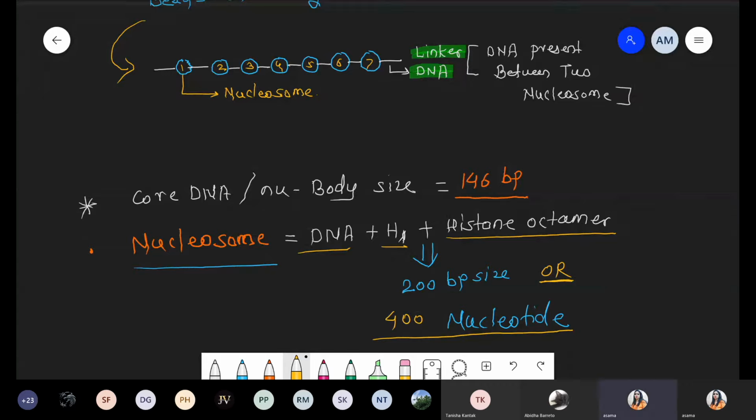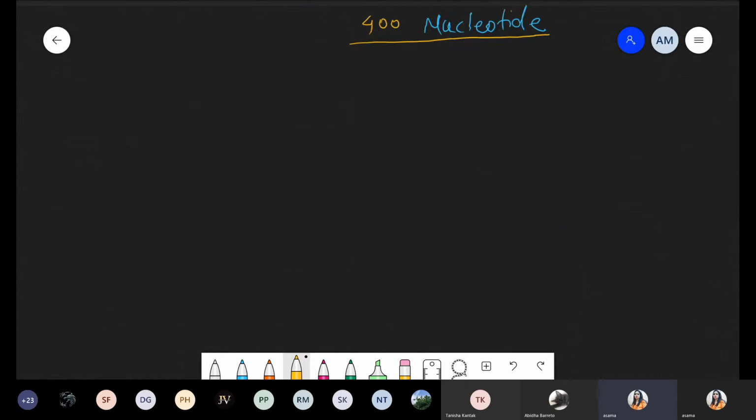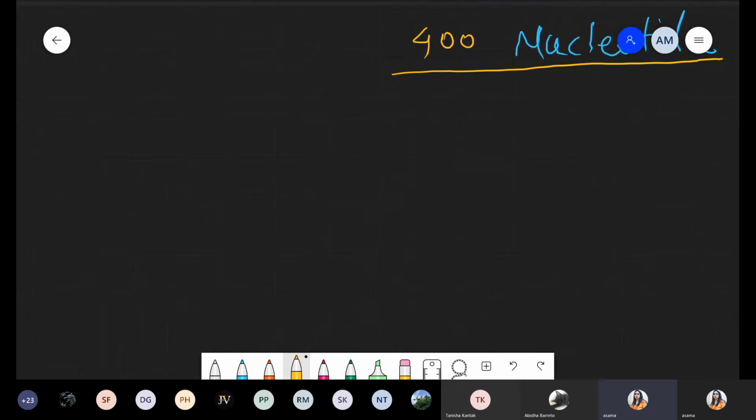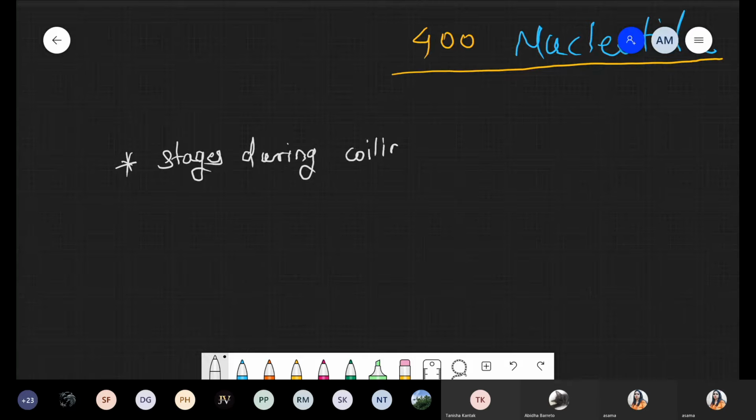Okay, so this is some information about the coiling of DNA, from DNA up to nucleosome. Now I'm taking a sequence to represent how the coiling starts from DNA and ends with the chromosome, what the stages are, and what the size of those stages is. The next part we are talking about is the different stages during the coiling.